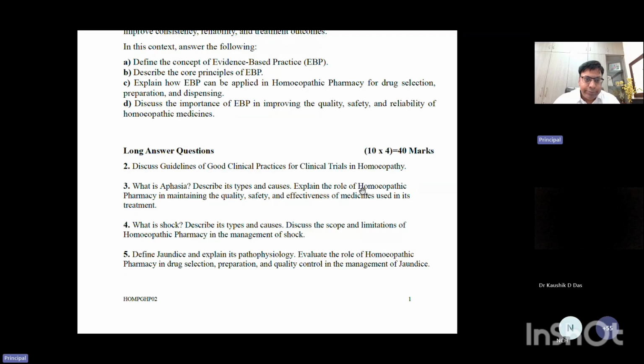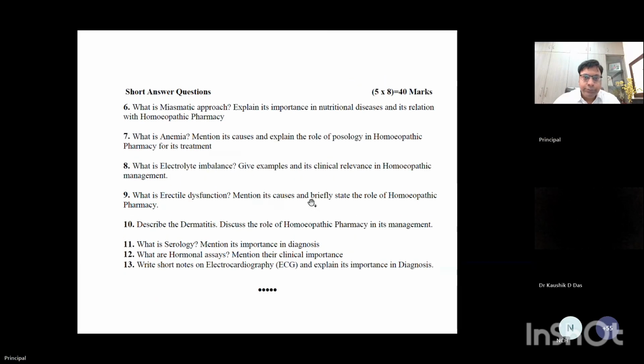Next question. Question number 7. What is anemia? Mention its causes and explain the role of posology in homeopathic pharmacy for its treatment. If the anemia is to be treated, then what is the role of posology in this? What type of potency is required to be given in cases of anemia in different patients of different ages?